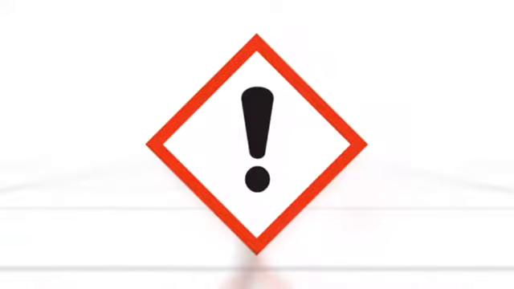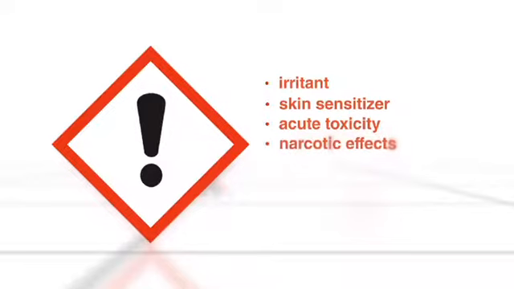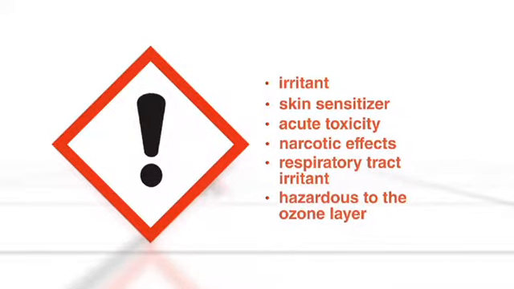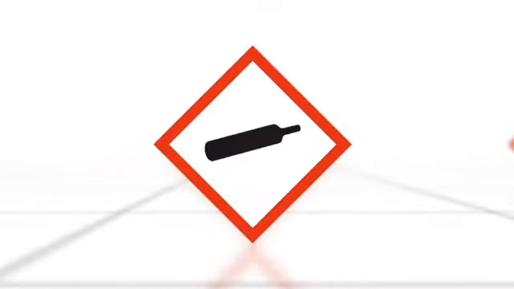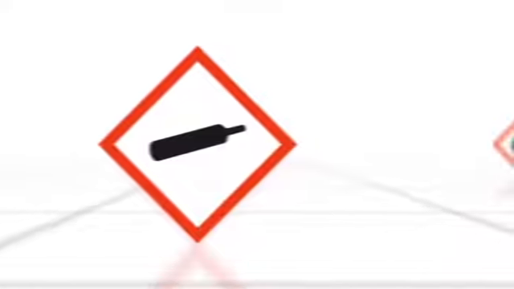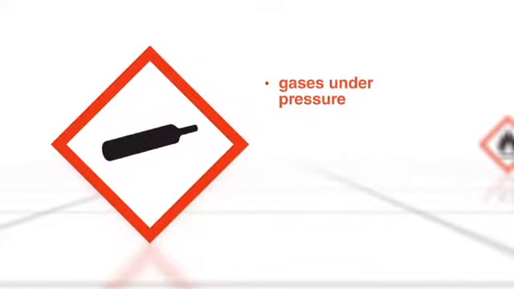The exclamation mark pictogram shows an exclamation mark in the center and applies to chemicals with one of these characteristics: irritant, skin sensitizer, acute toxicity, narcotic effects, respiratory tract irritant, or hazardous to the ozone layer. The gas cylinder pictogram shows a gas tank in the center and applies to chemicals that are gases under pressure.